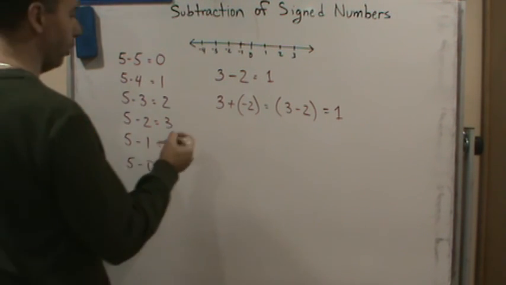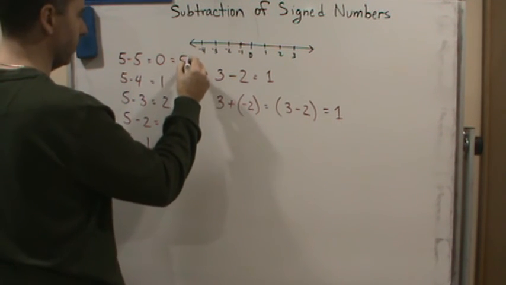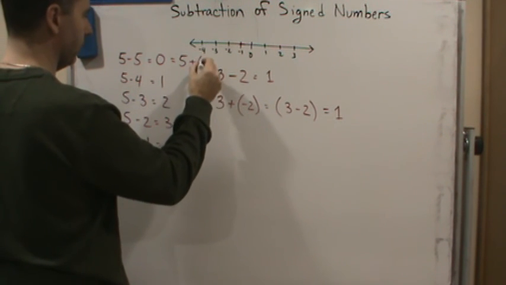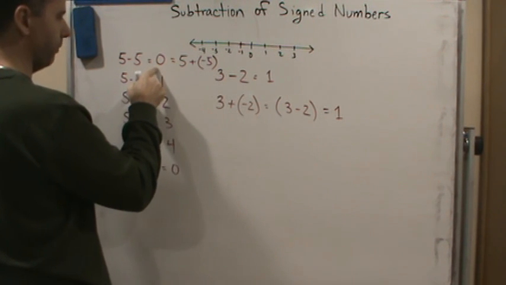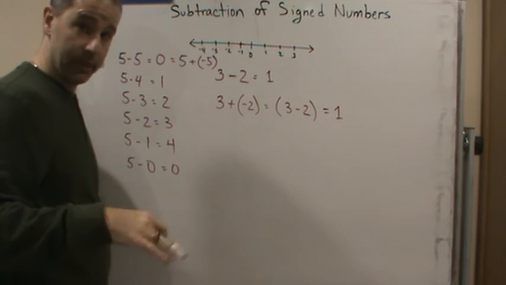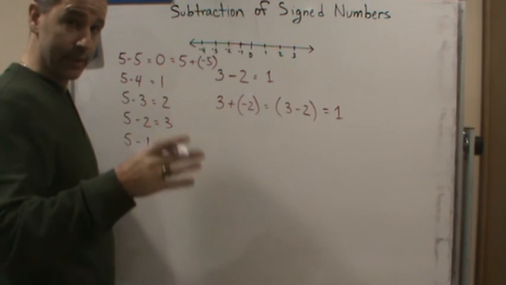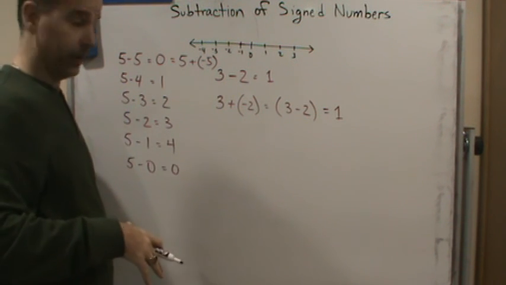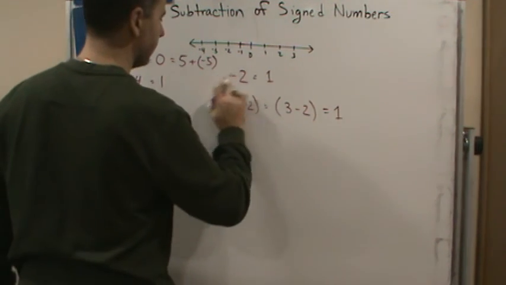Now, we know from this that this is also equal to 5 plus -5, right? Opposites equal 0. Now, by the way, 0 doesn't have an opposite because 0 doesn't have a sign. Remember what I said last time. 0 is neither positive nor negative. Okay, so now, let me erase this.